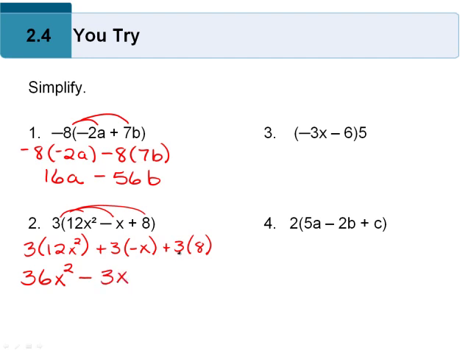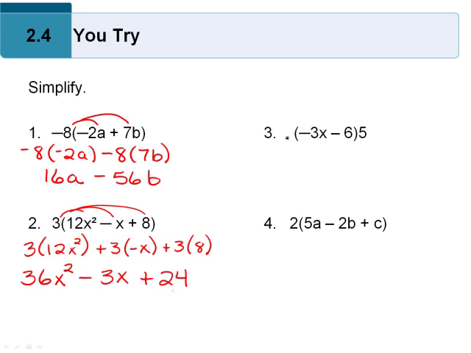And then the last term, positive 3 times 8, is a positive 24. So always multiply to find out your sign before you just write any sign down. Now look at what you have left: 36x squared minus 3x plus 24. None of those are the same, so that's it. That's the end of that problem.